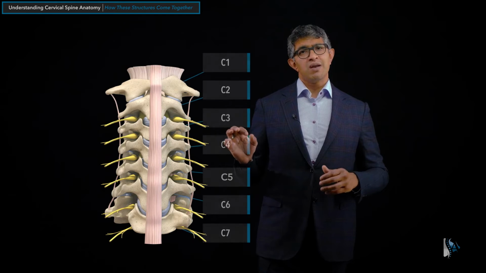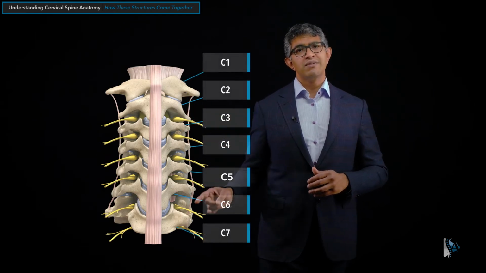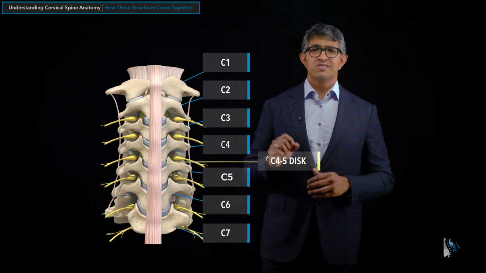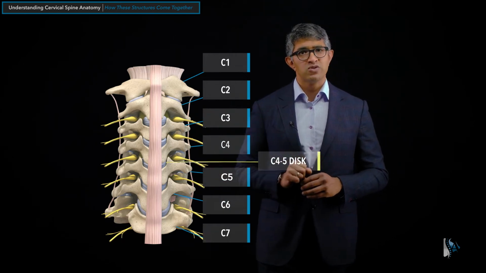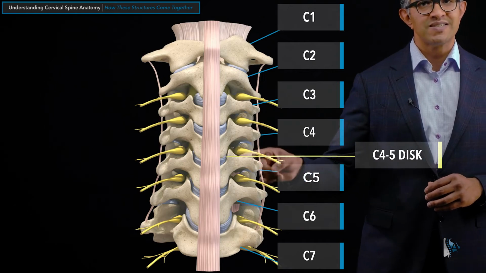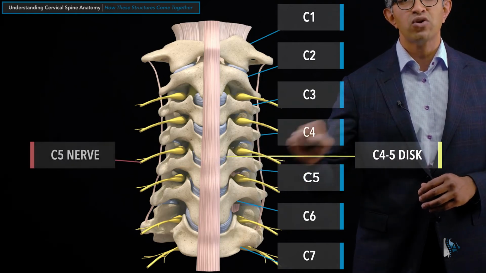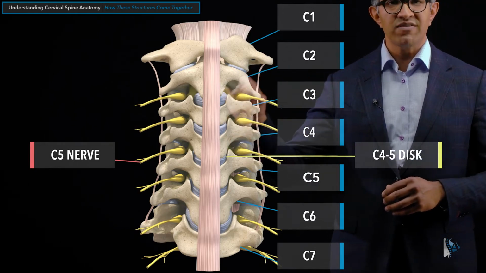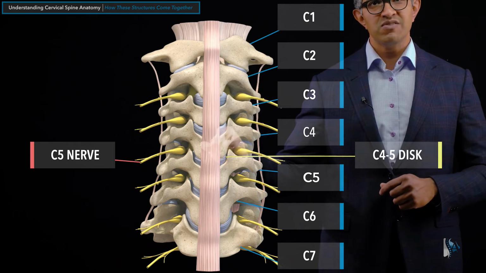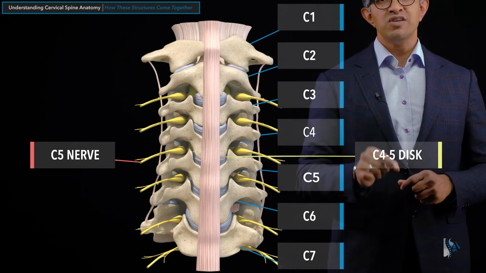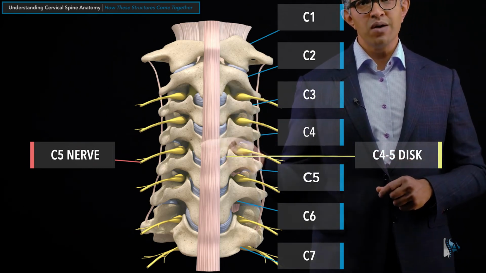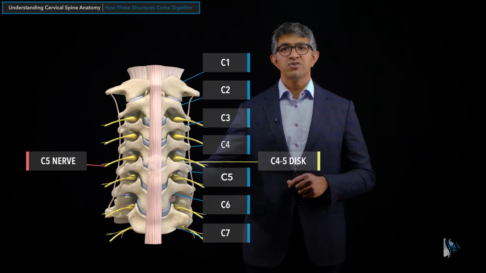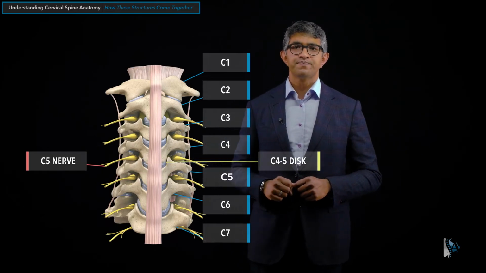So from a numbering standpoint, we talked again about C1 down to C7. Between C4 and C5, you can see there's a disc there, which is the C4-5 disc. We'd spoken about that as well. But what's important to recognize is at that same level, you can see a nerve on one side and a nerve on the other side. That is the C5 nerve. So the C5 nerve comes out between C4 and C5 at the level of the C4-5 disc, and it's numbered that way because it sits right on top of the pedicle of C5. So this is the nerve kind of coming out the side there.